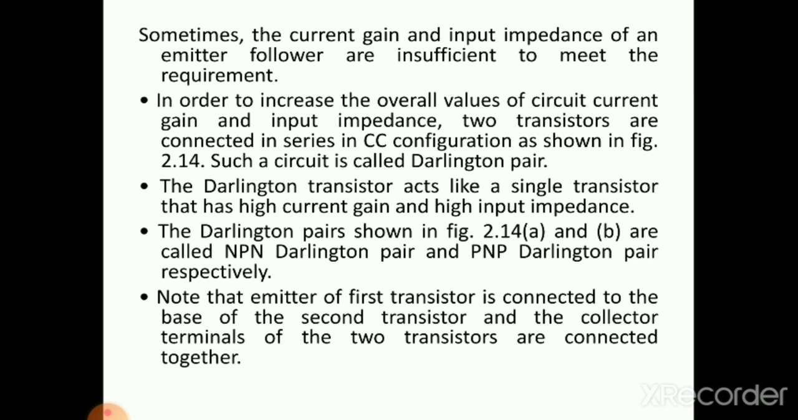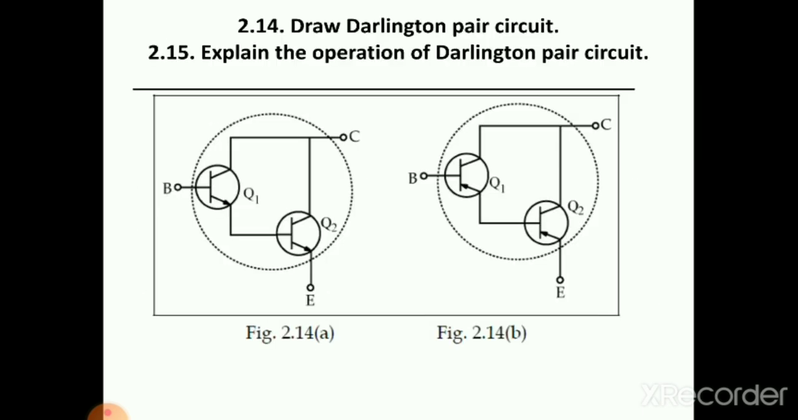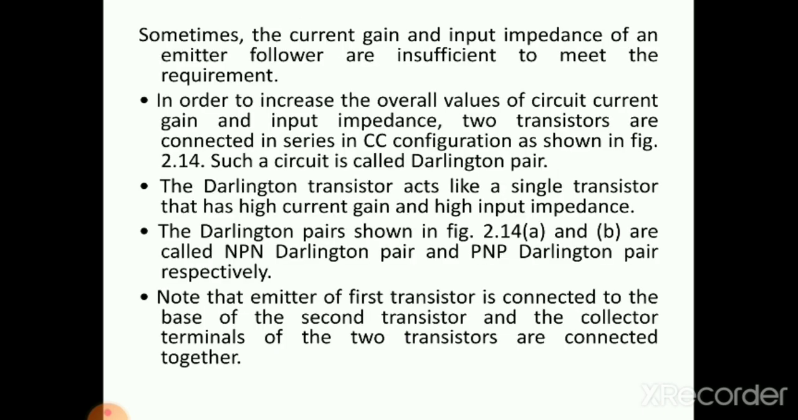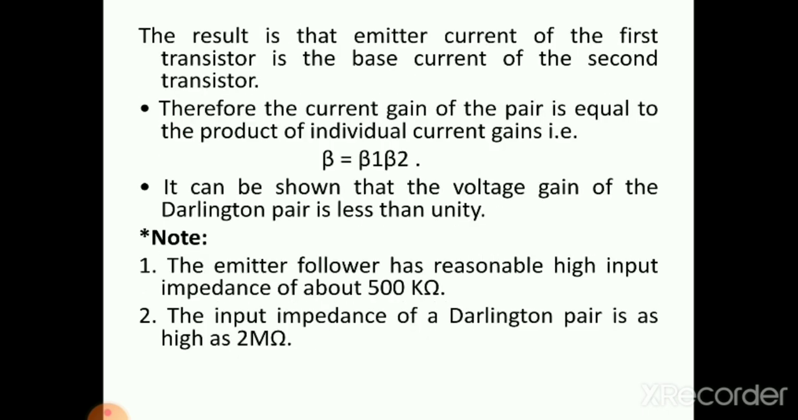The Darlington pairs shown in the figure are called NPN Darlington pair and PNP Darlington pair respectively. You know, from the transistor terminals we can identify it as PNP or NPN. Note that the emitter of the first transistor is connected to the base of the second transistor, and the collector terminals of the 2 transistors are connected together. We have already discussed that. The result is that the emitter current of the first transistor is the base current of the second transistor.